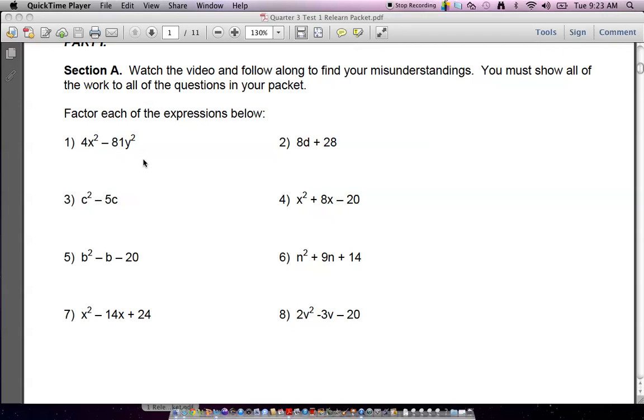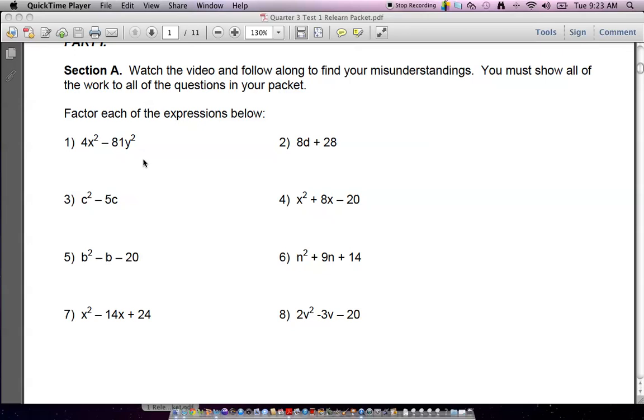Okay, so here's the deal. I hope you remember this from other Relearn packets, that the first thing you're going to do is, for any section that you need to do, as judged by the cover sheet of this packet, that you are going to do section A by watching the video with me leading the way on section A. We'll do it together.